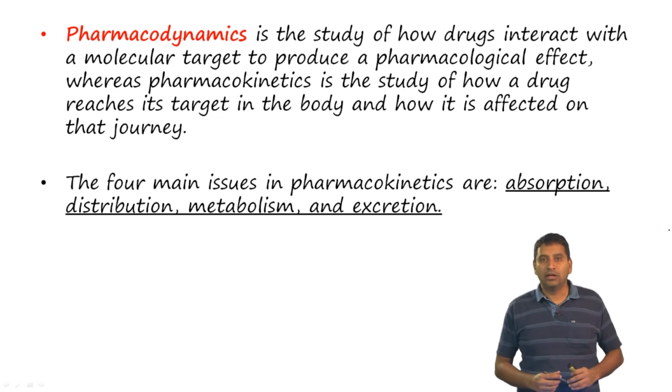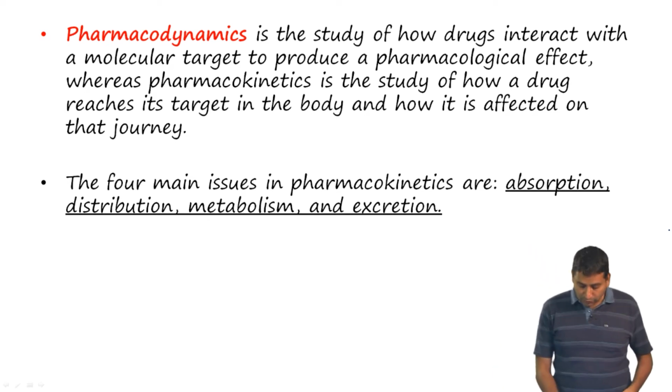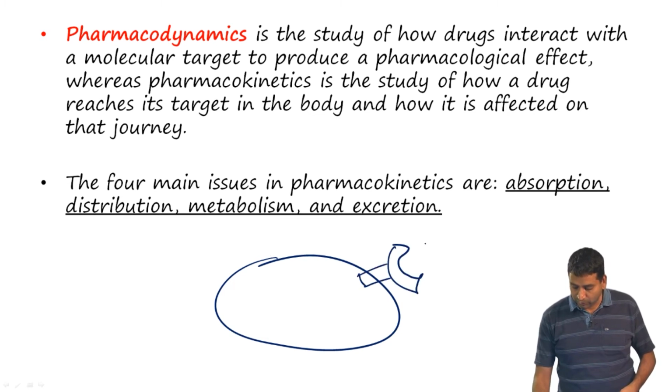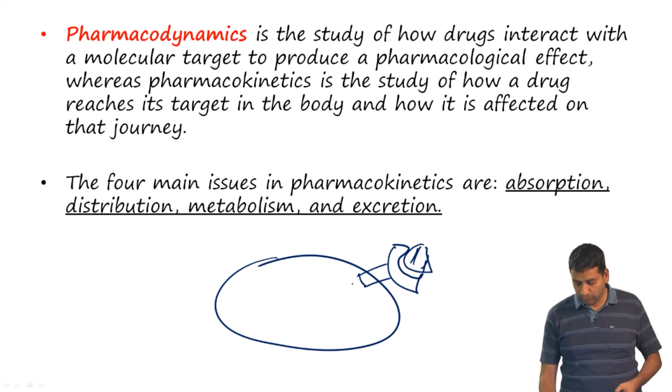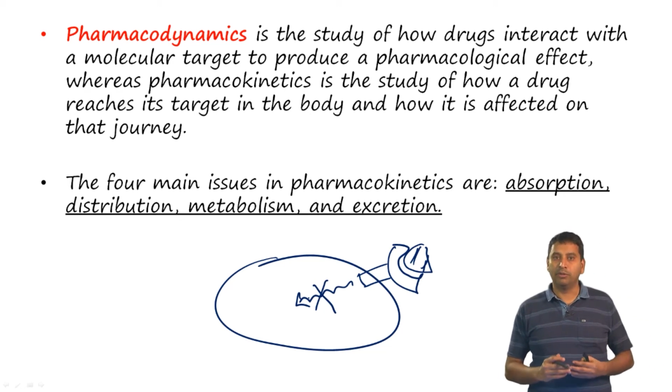Okay. Just to recap, we have looked at what pharmacodynamics is. Pharmacodynamics is the study of how drugs interact with a molecular target. For example, on the cell surface there is a receptor, and your drug is going to come and interact with this receptor. How the drug interacts with the receptor to produce the desired signal or to inhibit the signal is what pharmacodynamics deals with.